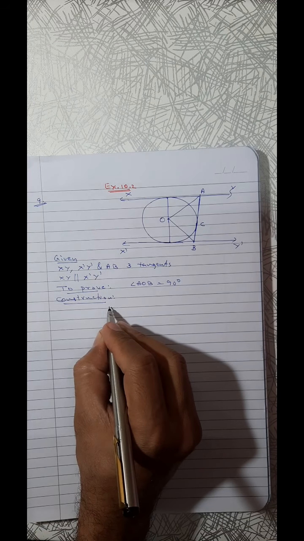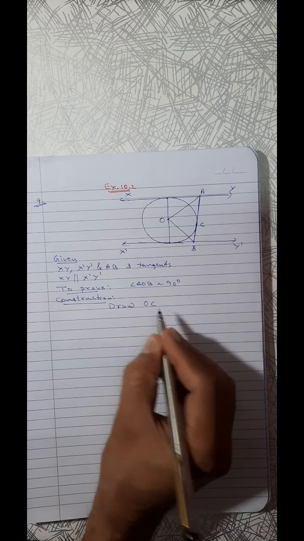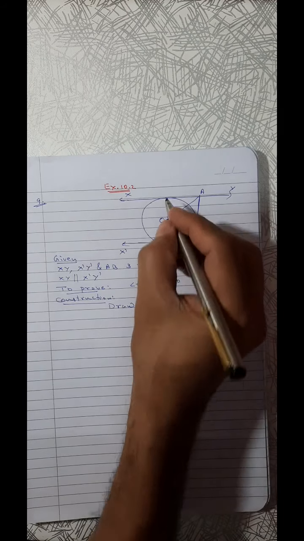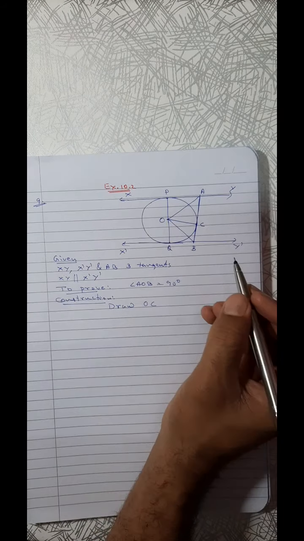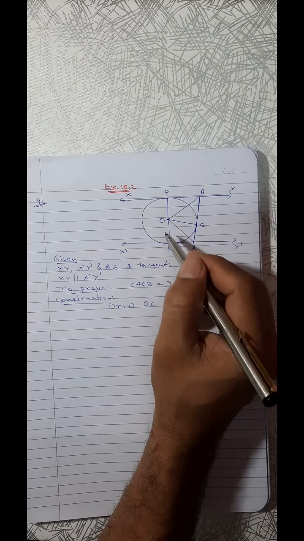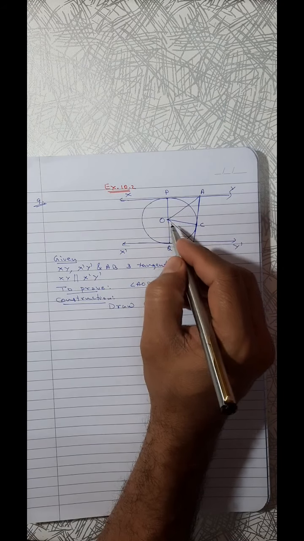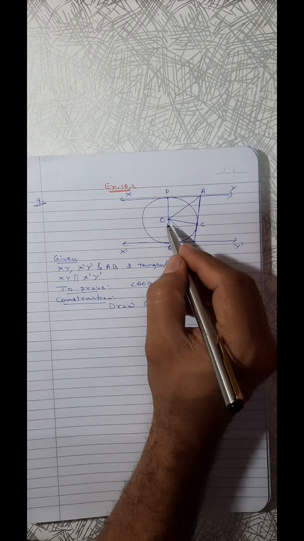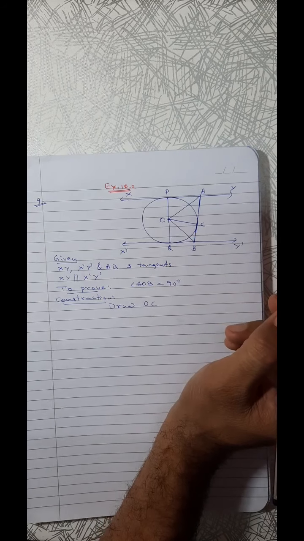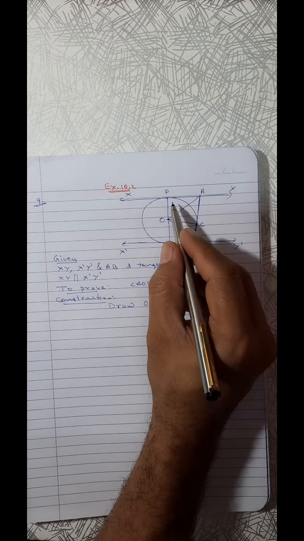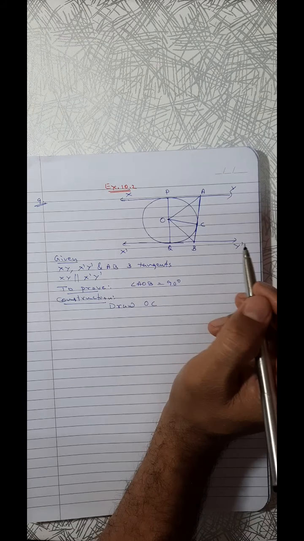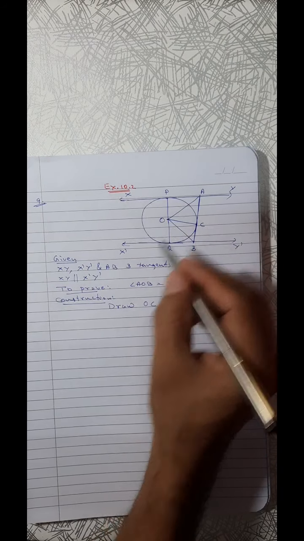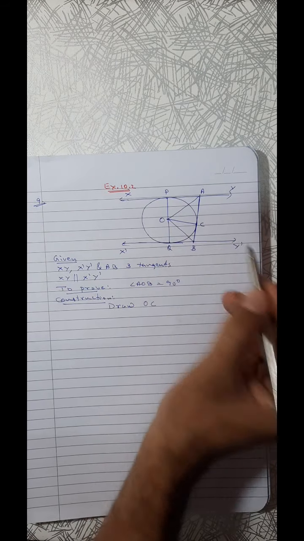Join OC. We have to draw OC. PQ is already given, and OP and OQ are already drawn in this question. Otherwise, if they are not there, that also comes under construction. Usually, the line PQ will not be given in the figure, so we have to draw it. If it is already there, we do not mention it again. So here the construction is: join OC.